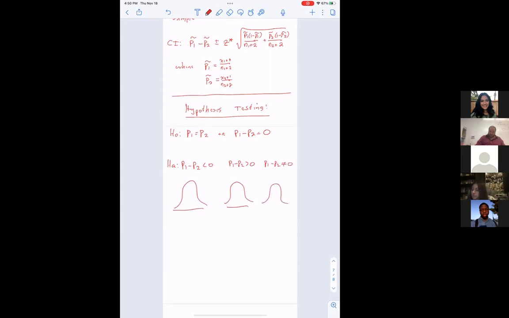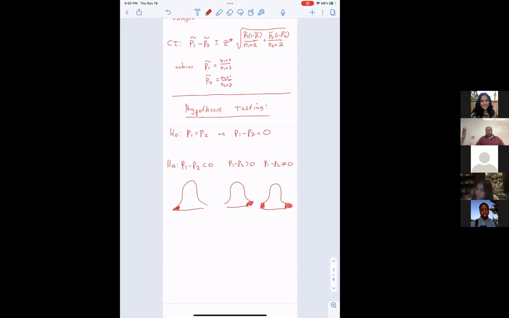Where would I reject the null hypothesis in each one of the 3 cases? Where would I reject in the first case? The left side. Where would I reject in the second case? The right side. And how about the third case? On both sides.